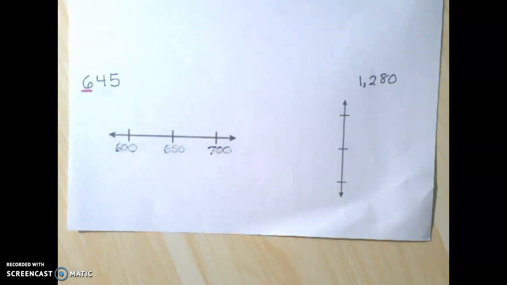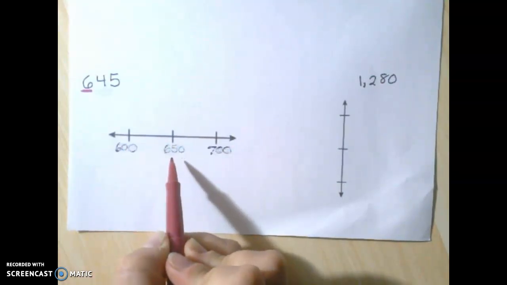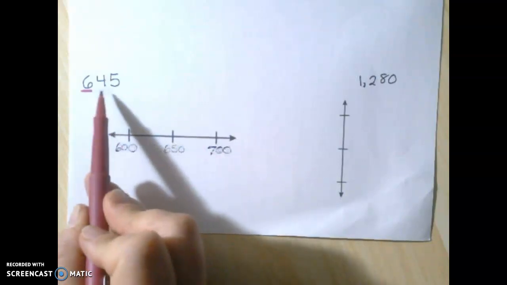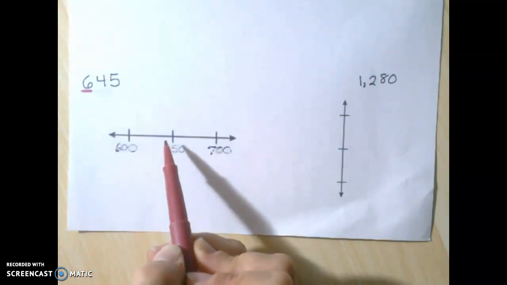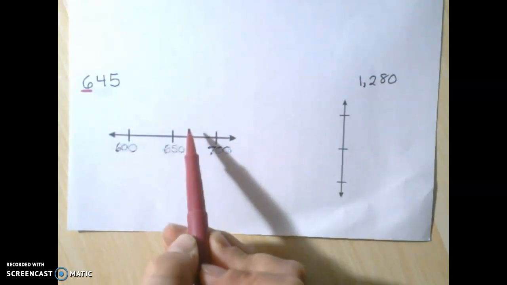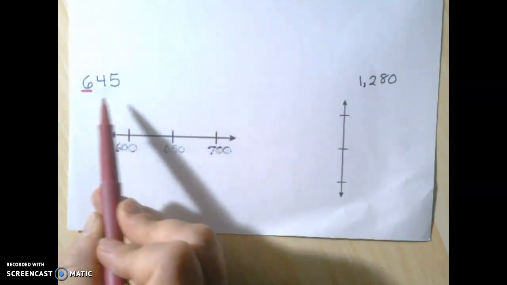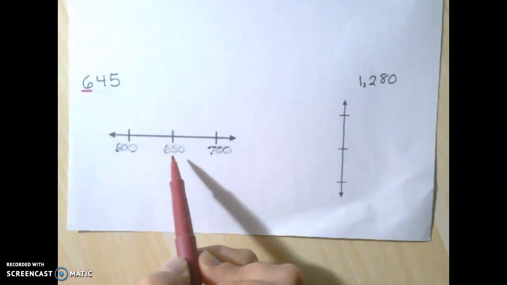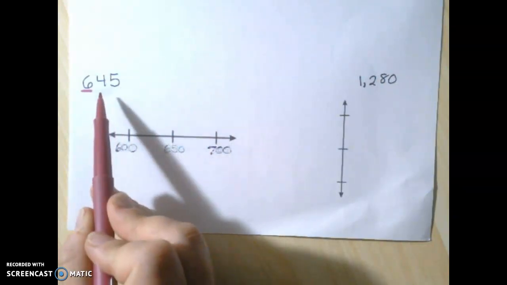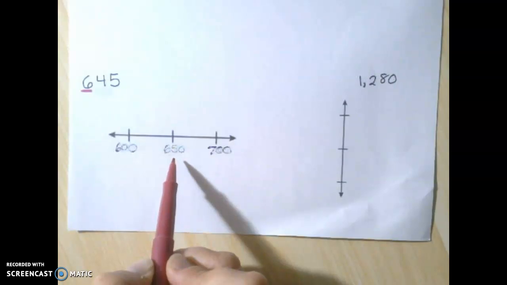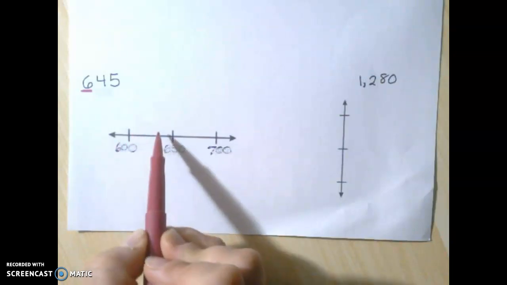So now that I have my number line labeled, I can determine where 645 would fall. So I'm going to use this midpoint to help me. Is 645 less than or greater than 650? Is 645 smaller or bigger than my midpoint? Good. We know that 645 is less than 650, so it's going to be less than my midpoint. So I know that it's going to go over here somewhere.